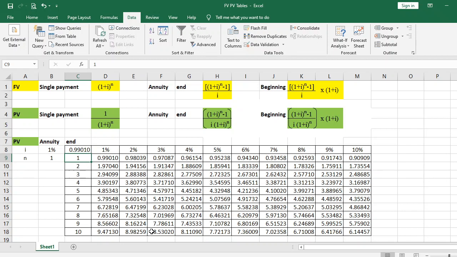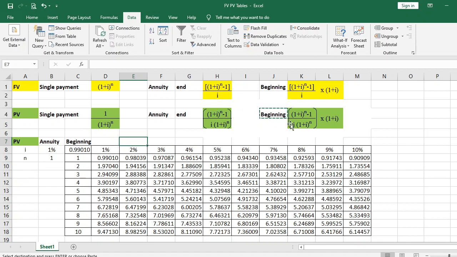In other words, 1 rupee is invested at the end of every year for 10 years. Its present value at 10% interest rate, that is its value in the beginning of year 1 at 10% interest rate is 6.14457. We'll move on to the next. Present value, annuity at the beginning. So the annuity is made at the beginning of every year. So we will create the present value table for that.